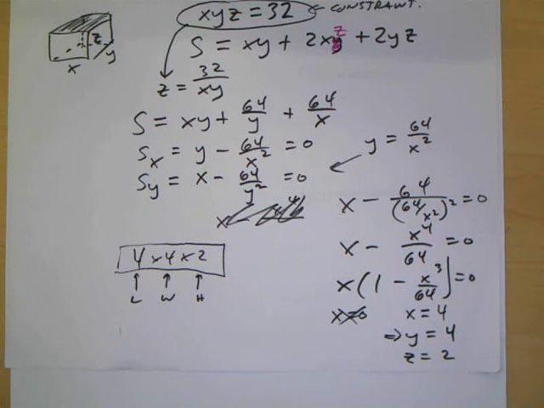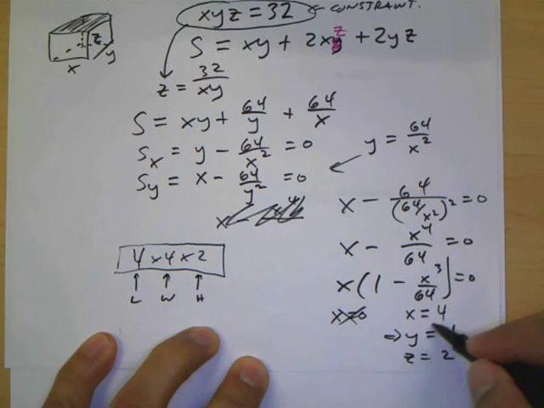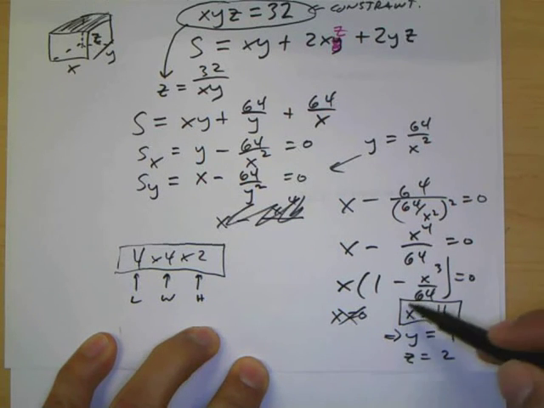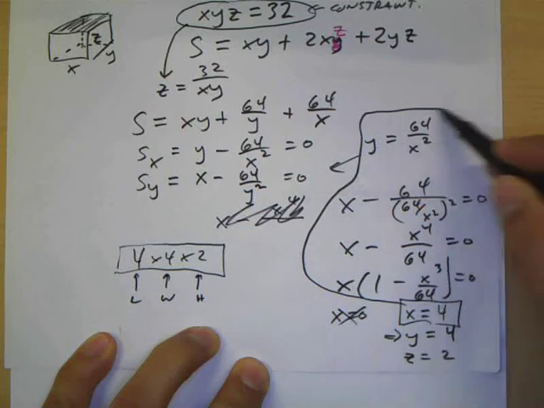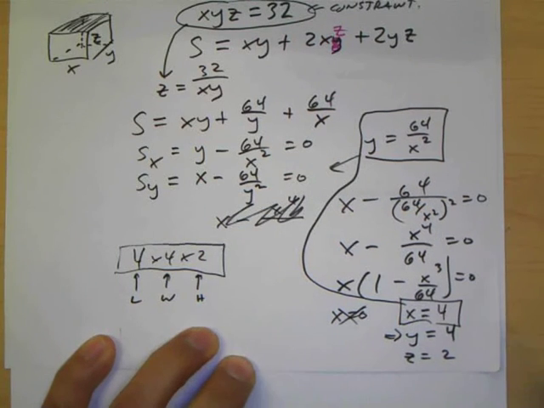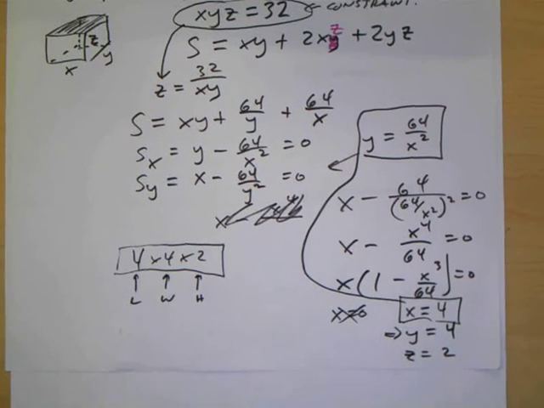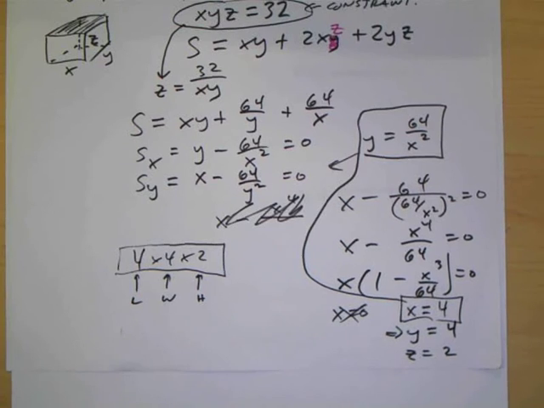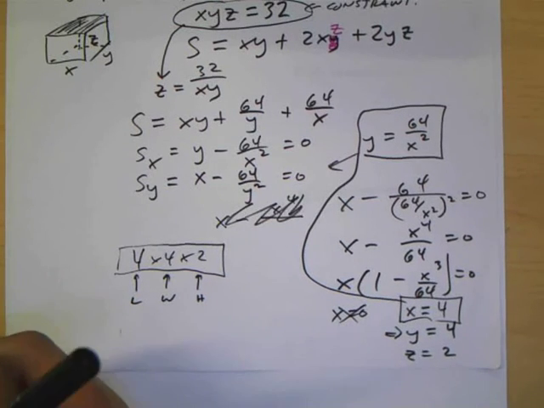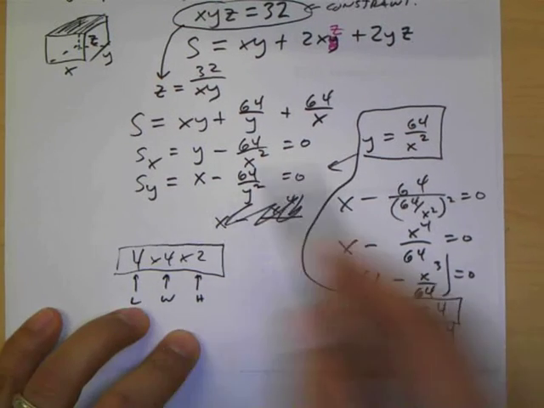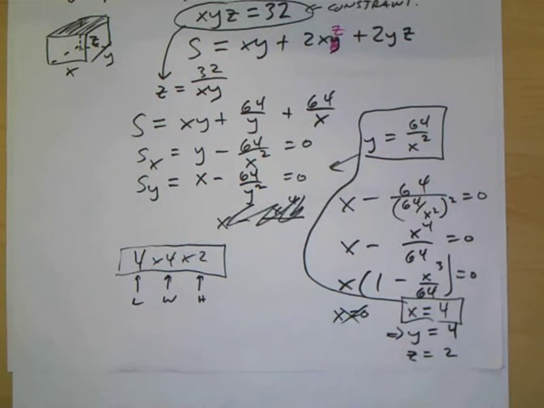After you get x equals 4, do you plug that into the partial or the actual equation? I took x equals 4 and I plugged it into y equals 64 over x squared. So technically we're plugging it into the partials, but I'm using a reduced form of the partials already. Just makes it easier. Okay. Any other questions?